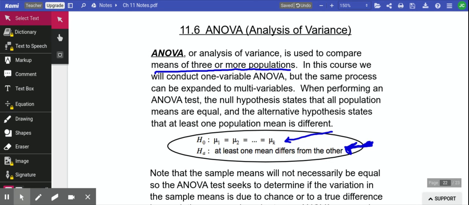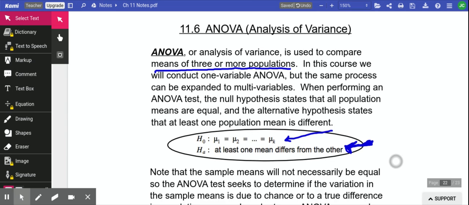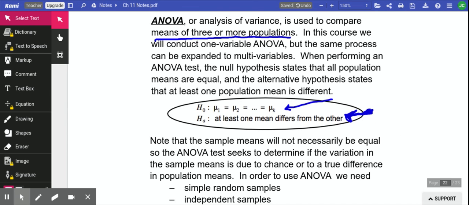Now, when we're doing this, we know that sample means are not going to necessarily be equal. So we are testing to see if the variation is due to chance or a true difference in population means. So for example, if we wanted to look at average ACT scores for different races, so maybe mu1 is for Caucasian and mu2 is African American, and mu3 is Asian, and mu4 is Native American. So our null hypothesis is that everyone has the same average ACT math score, and the alternative is at least one is different.